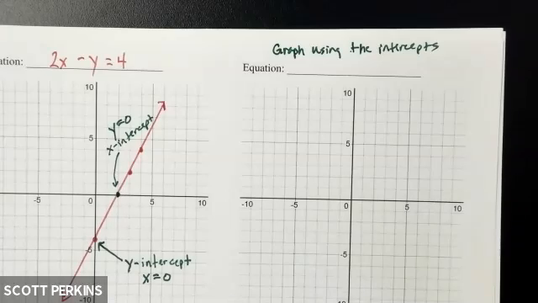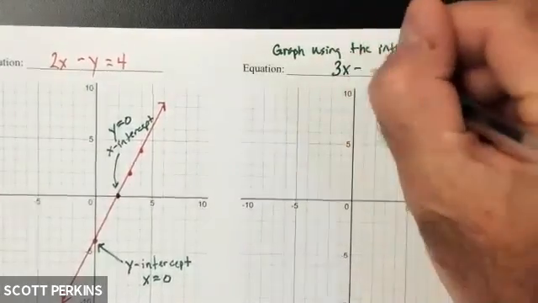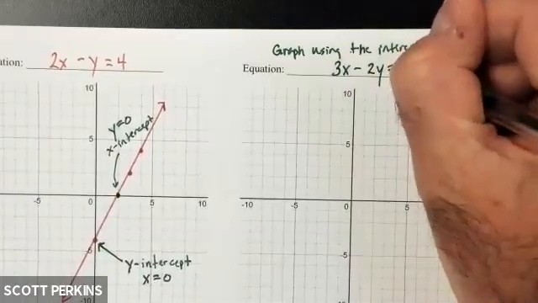So for instance, here is my example that I'm going to do, and then I have a couple for you, and then just one more thing to mention from section 2.1. So I would like us to graph together 3x minus 2y is equal to 6.